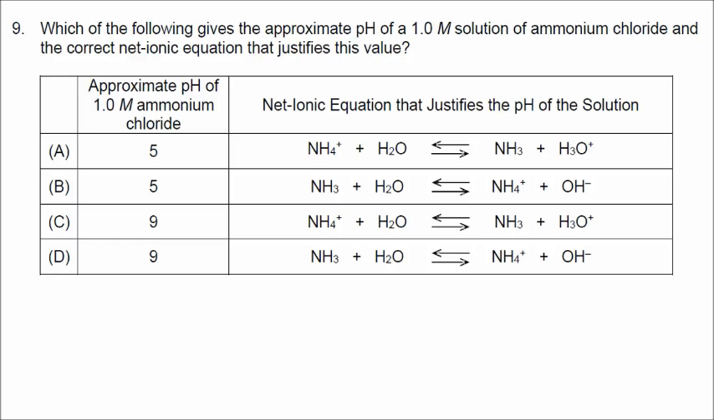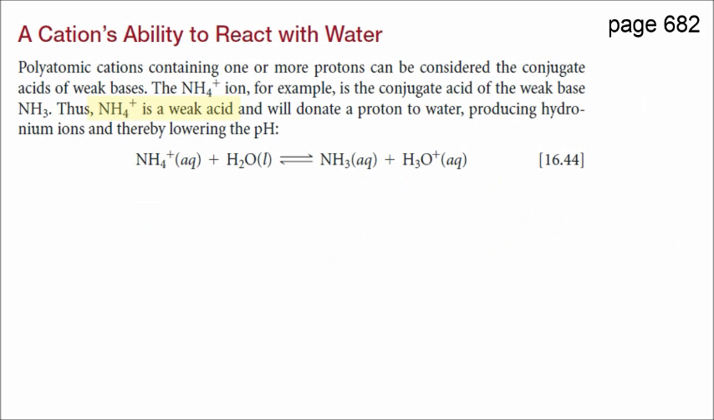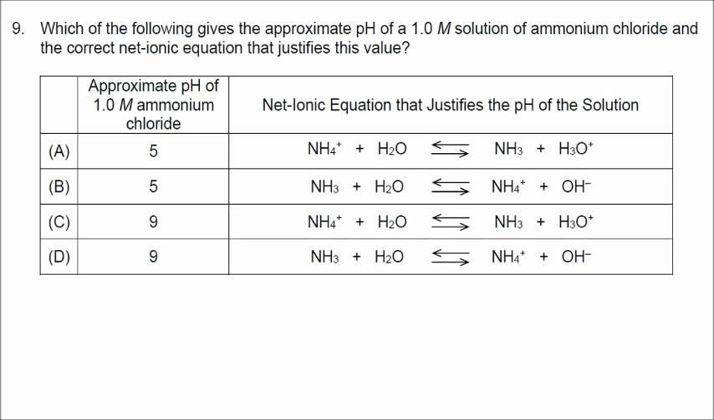Here we have a 1 molar solution of ammonium chloride. We have to decide if that's an acid or base. We should know that ammonium is a weak acid. So that means that our choice is either A or B because the pH should be less than 7. So ammonium acting like an acid, the correct answer is choice A.